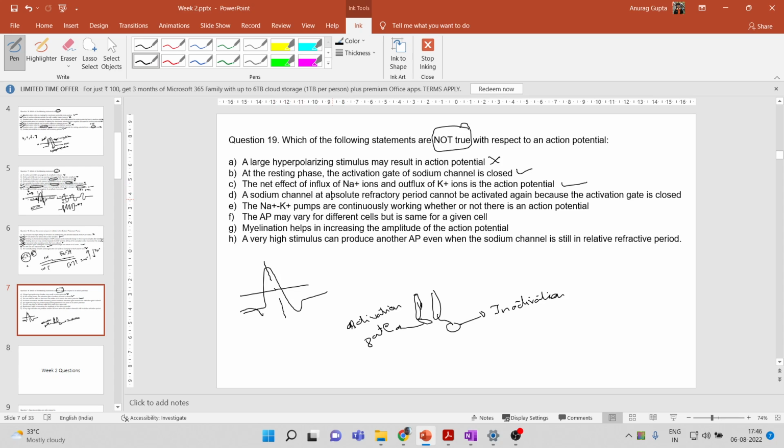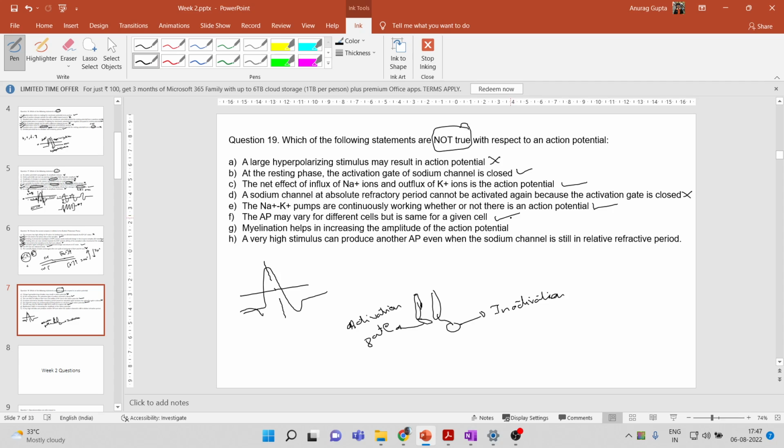A sodium channel at absolute refractory period cannot be activated again because the activation gate is closed. This is false because the activation gate is actually open during the absolute refractory period. The sodium potassium pumps are continuously working whether or not there is an action potential. This is true. The sodium potassium pump is trying to maintain a concentration gradient, and it's always working.